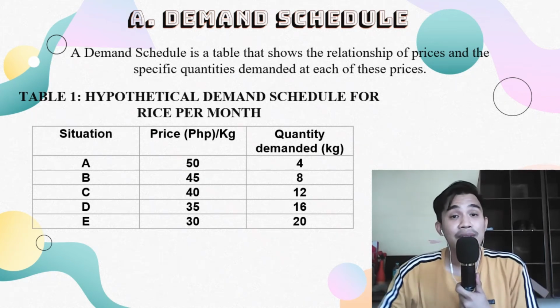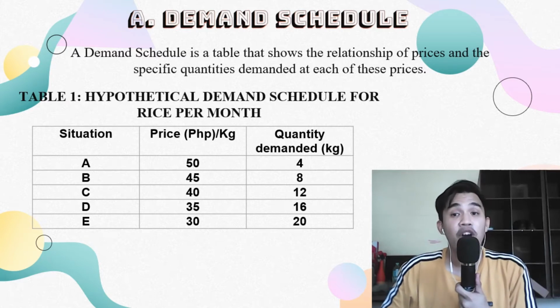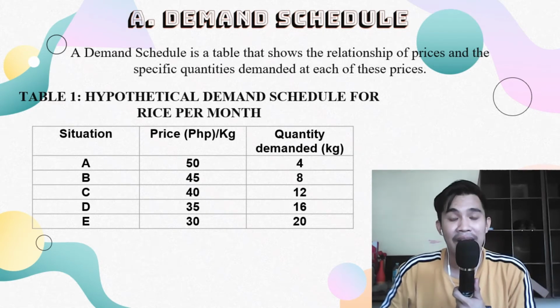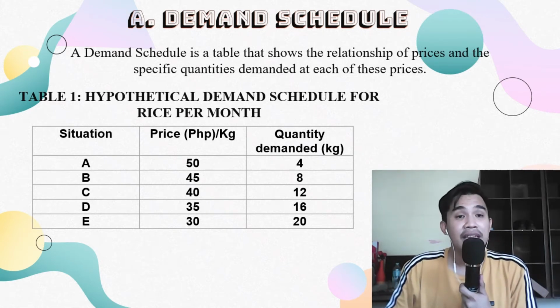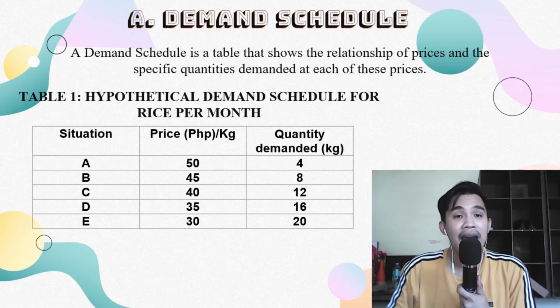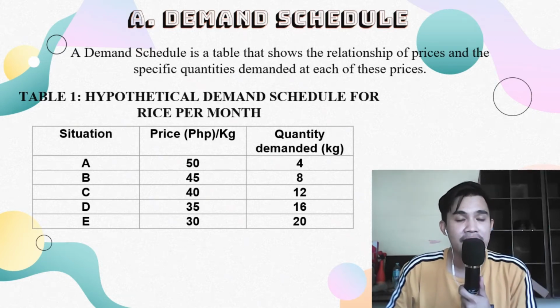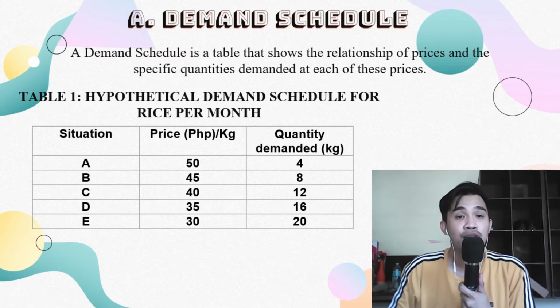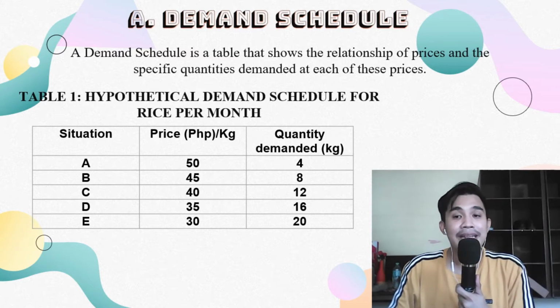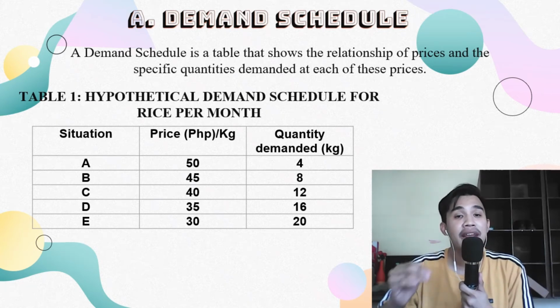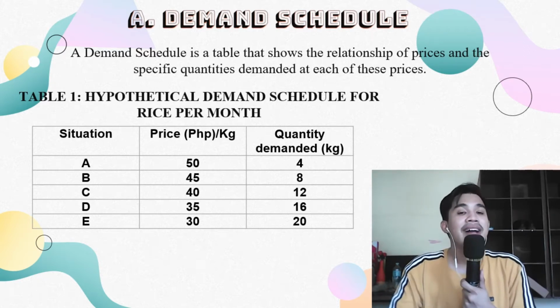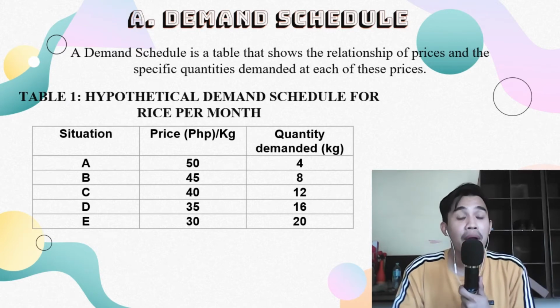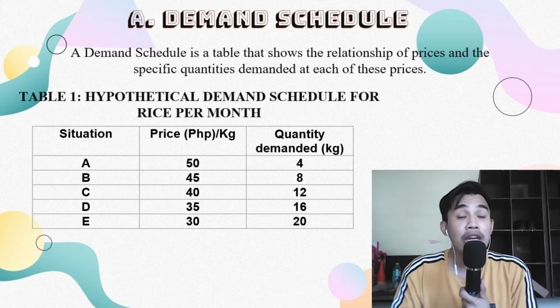So a demand schedule is a table that shows the relationship of prices and the specific quantities demanded at each of these prices. So we have here a table, and the description of this table is the hypothetical demand schedule for rice per month. So basically in this table, you can see different situations. These situations range from A to E. So there are 5 situations in this table. Aside from that, we could also see the price, which is per kilogram.